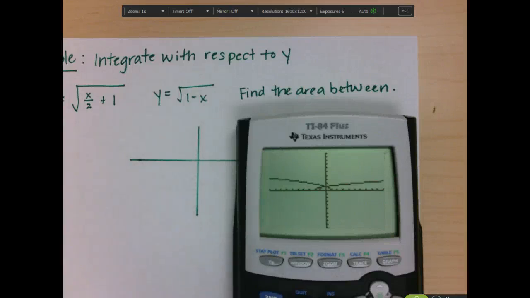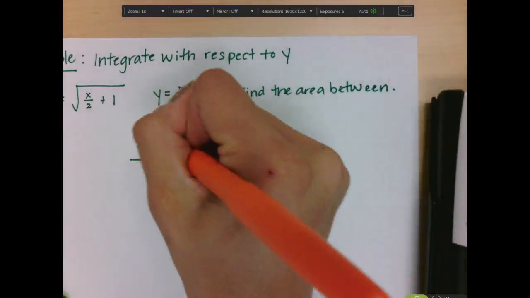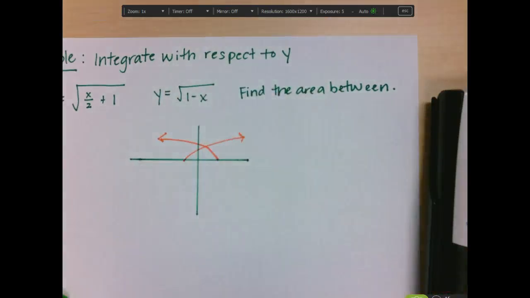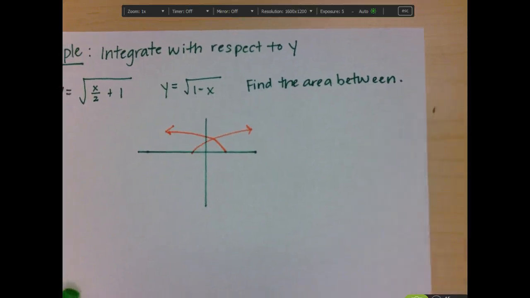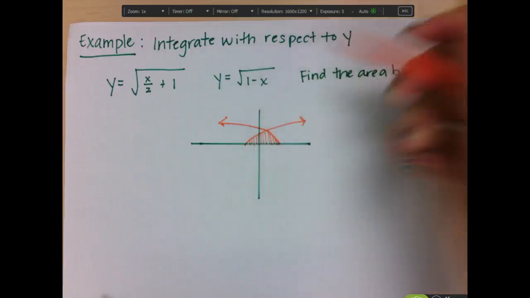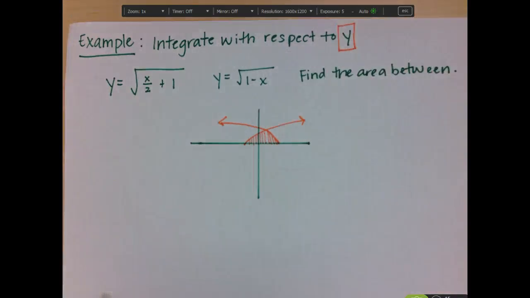Alright, so here we have the graph of the two curves. And so the more precise your graph, the better. Mine's going to be kind of sloppy for right now. But it looks something like this, and we want to find the area between the two curves. And so the hint on this one that we're going to integrate with respect to y is that instead of one function being on top of the other, it actually looks like one function is to the right of the other. And so that's when we switch that axis of integration.